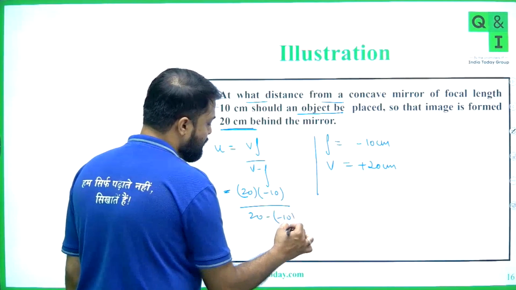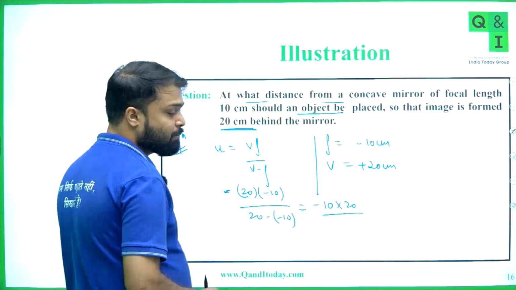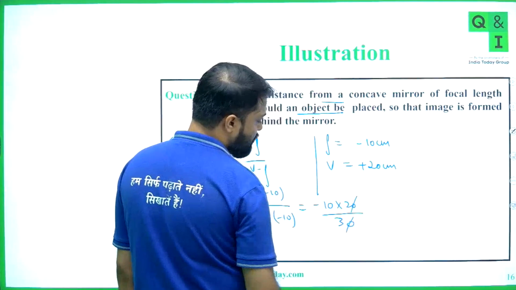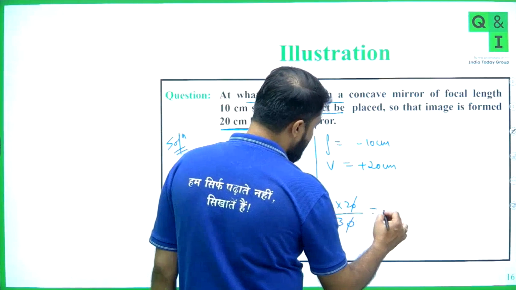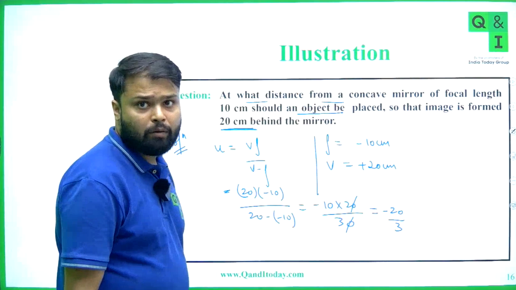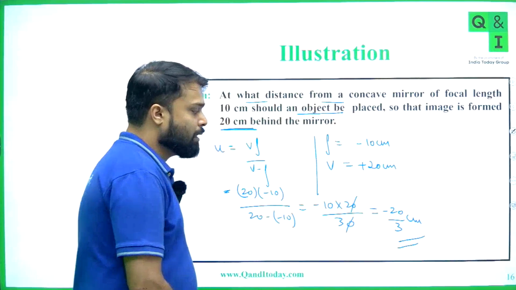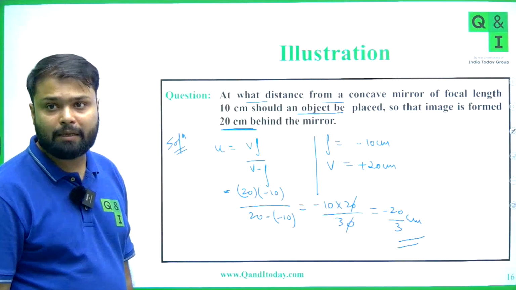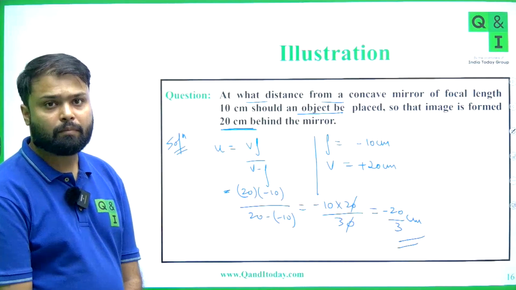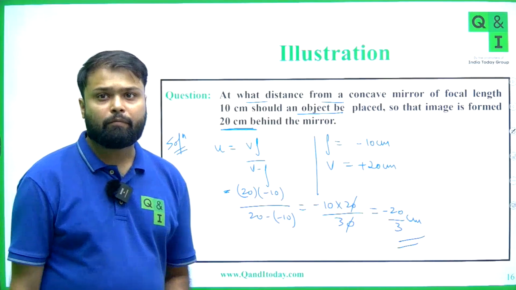So minus 10 into 20 upon 20 minus of minus 10, which becomes plus 10. So 20 plus 10 is 30. Okay, so cancel by 10. So minus 10 into 2 is minus 20, upon 3. Minus 20 by 3 centimeter. That means the object is placed in front of the mirror at a distance of approximately 6.67 centimeter. Okay, is this clear? Anyone having doubt? No, sir. Very good.